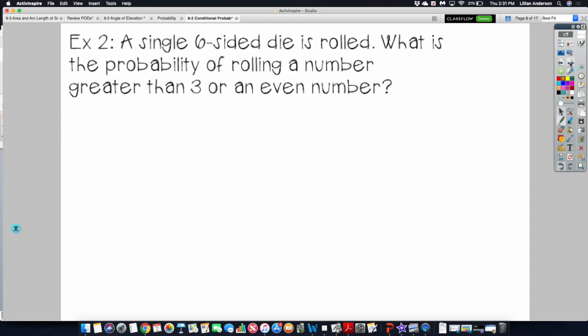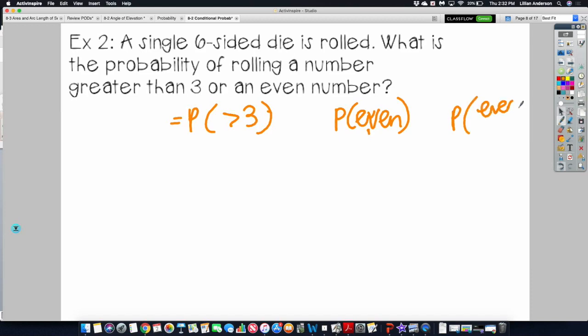Look at the next example. A single six-sided die is rolled. How many options is that if I roll a six-sided die? I want the probability of rolling a number greater than 3 or an even number. What are my two events? Greater than 3 or even. Is there an even number that's greater than 3? What is that number? So, using the addition rule, writing it all out for those.